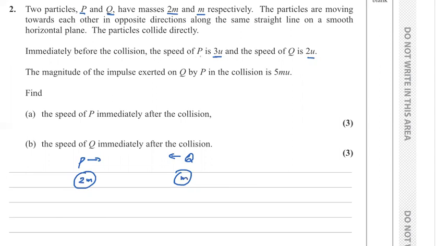Before the collision, the speed of P is 3u, so the initial speed of P, which we represent by u, I will write as up is equal to 3u. While the initial speed of Q is 2u, so I will say uq is equal to 2u.